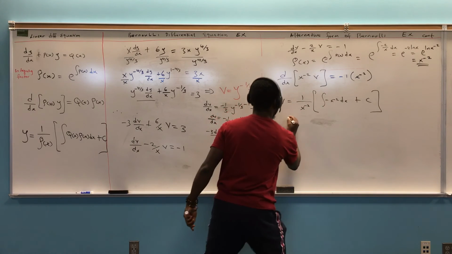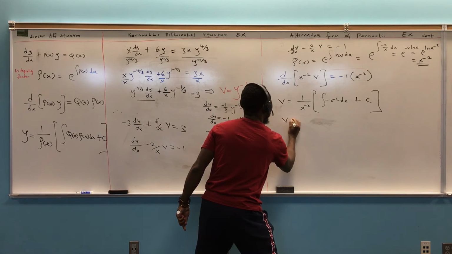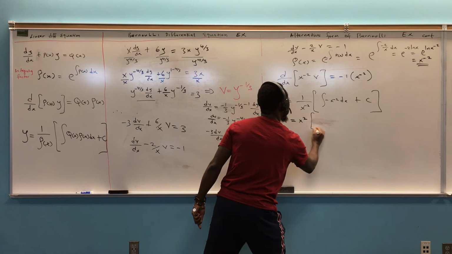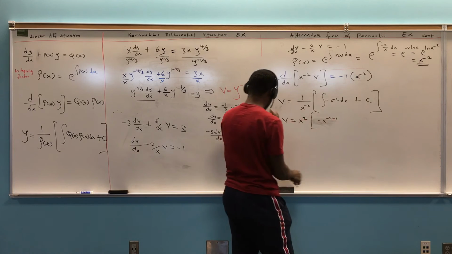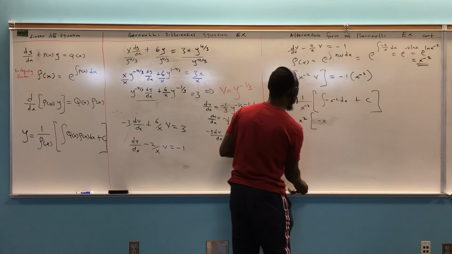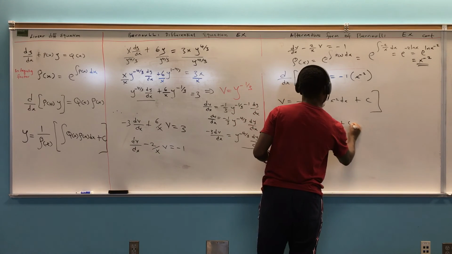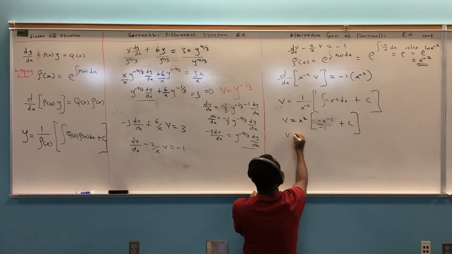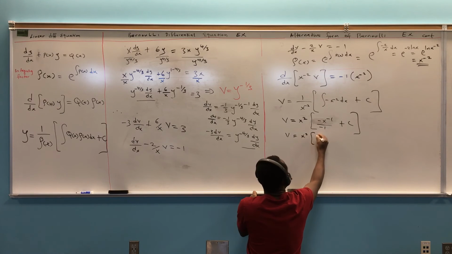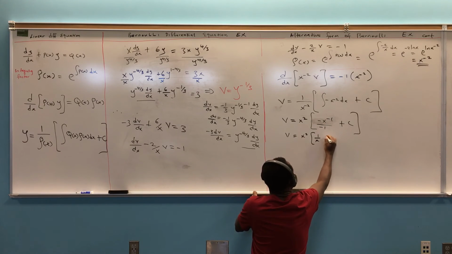Integrate this one. 1 over x to the minus 2 is x squared. So we have x squared. This will be minus x to the minus 2 plus 1, which will give me minus 1, right? So I can just say minus 1 divided by the new exponent, plus c. This will give me v is equal to x squared times 1 over x plus c, because minus times minus will give me positive, and x to the negative 1 is 1 over x.